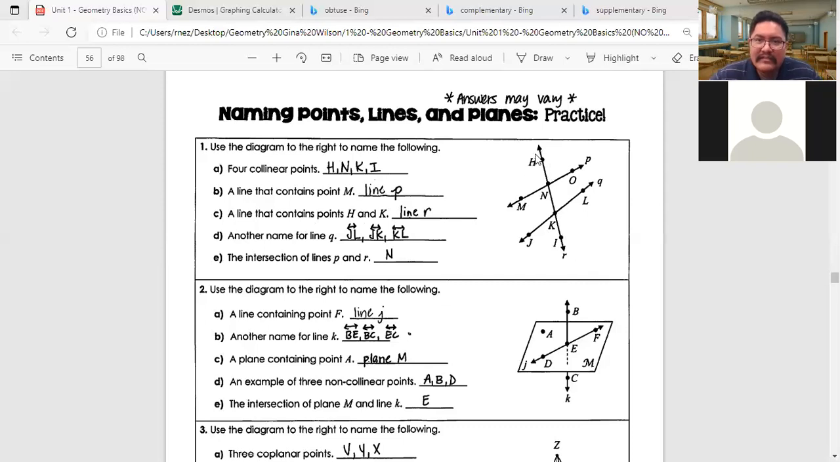So I don't need to call this line HN, HK, HI, NK, NR, NI, NH. You know, there's a bunch of different ways we could say that, but line R, simple way.